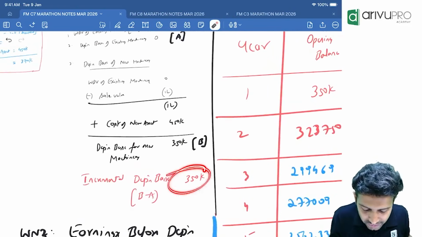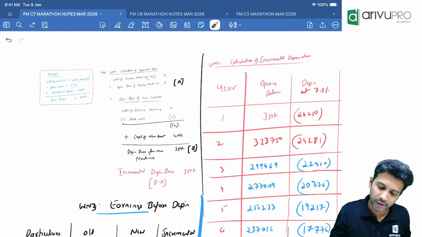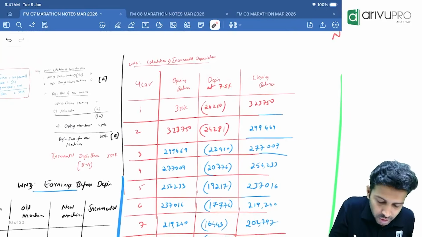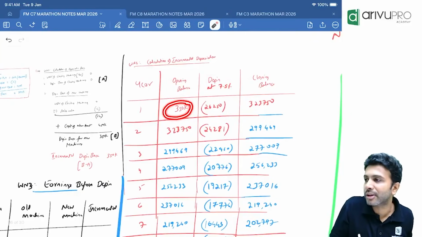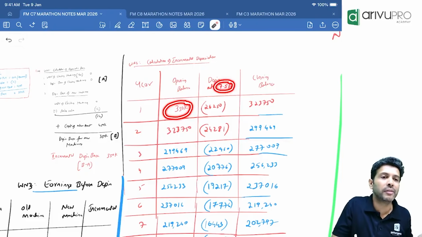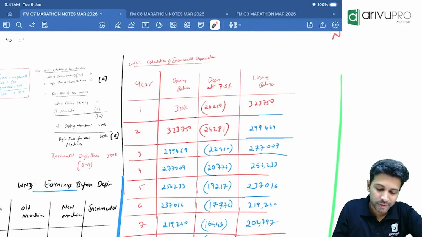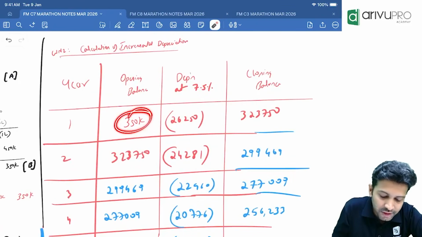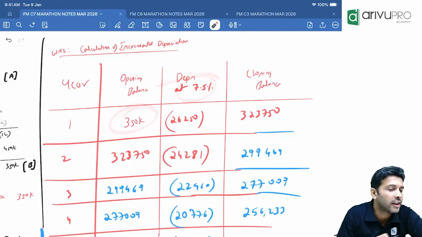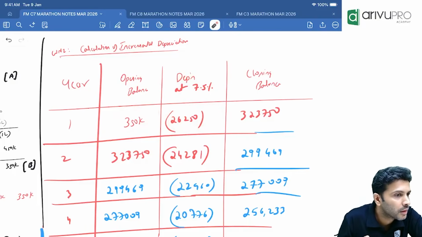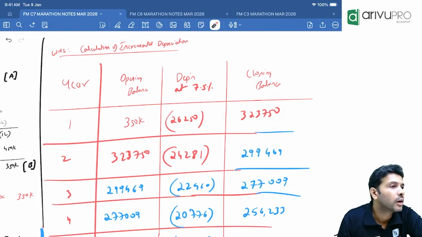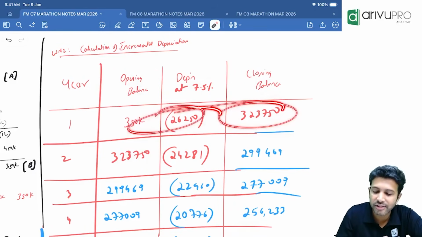How much is the incremental depreciation base? 3,50,000. Simple column. We'll have opening balance, depreciation and closing balance. What is the rate of depreciation as per WDV given in the question? 7.5%. Calculate 1 or 2 quickly for yourself. 7.5% of 3,50,000 is 26,250. From the opening balance, if you reduce depreciation, what are you going to get? Closing balance.